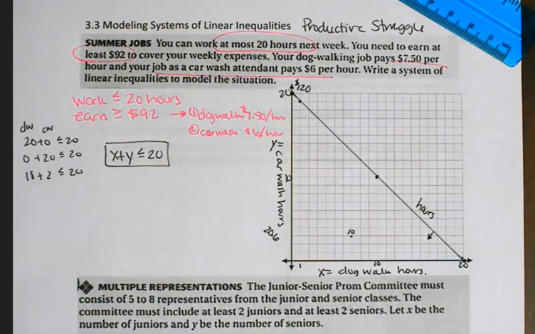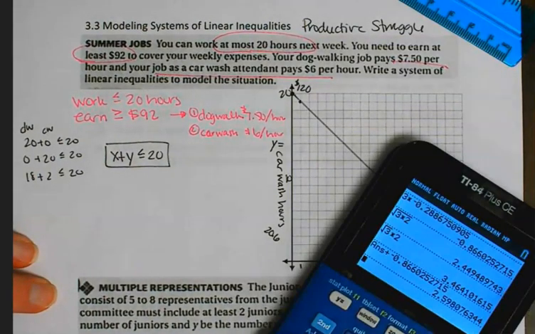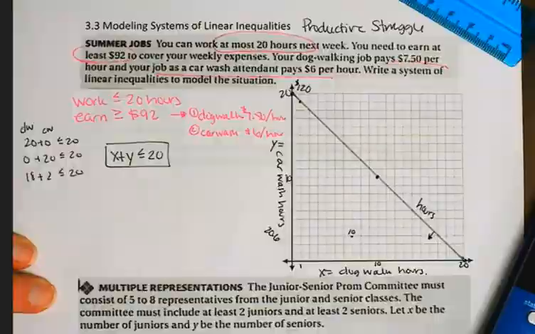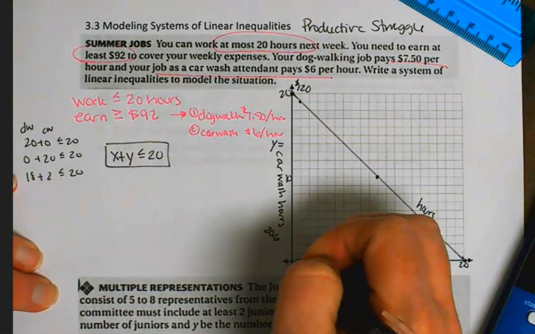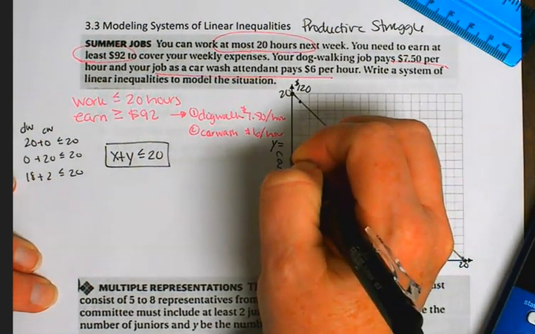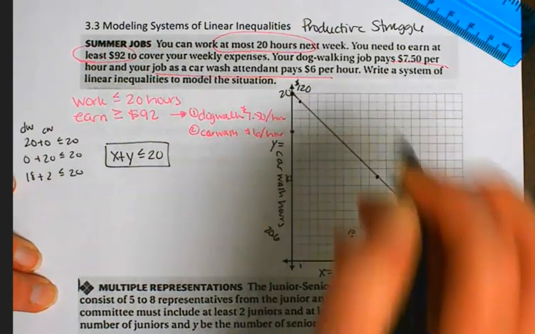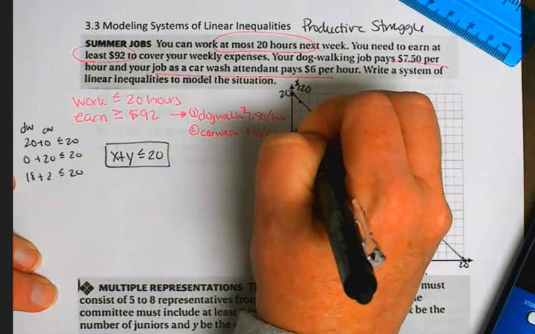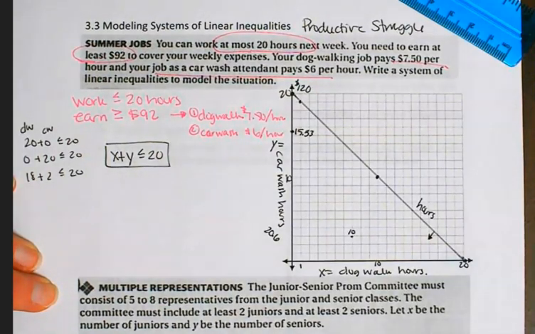So at that point, I grab my calculator and I say, all right, calculator, I have to make $92. I'm going to make $6 an hour. So I have to work 15.33 up here. That's 10, 11, 12, 13, 14, 15.33. That's about there. 0.33 hours to make $92.